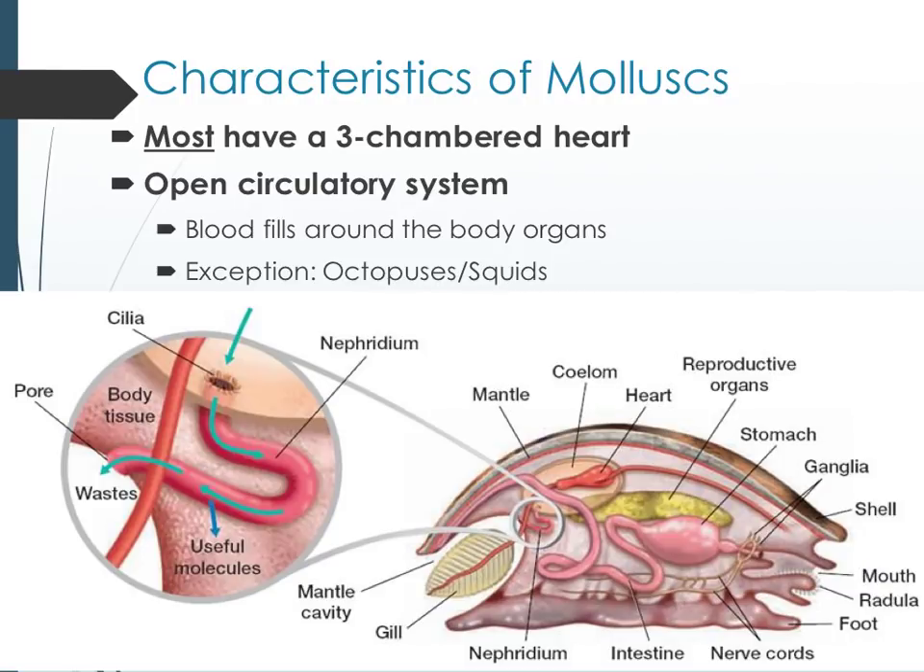Most mollusks are going to have a three-chambered heart, and they also have an open circulatory system. This means that blood is going to fill around the body organs. There's no vessels to hold that blood inside of them. The exception here is that octopuses and squid, they do have veins and arteries to keep that blood inside of. So open circulatory is opposite of a closed circulatory system, which is what we have. We have veins, arteries, those vessels that contain the blood.